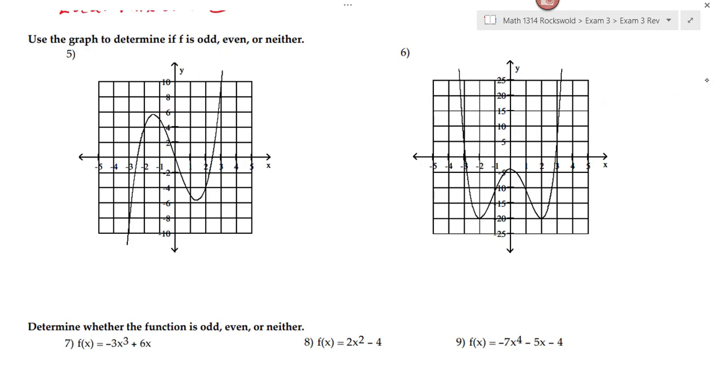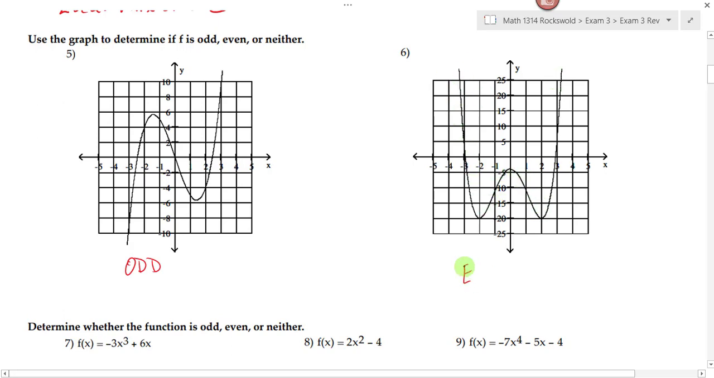Number 5, we're asked to use the graph to determine if the function is odd, even, or neither. Is this function even or odd or neither? It's odd because we have symmetry with respect to the origin. If we were to flip this graph upside down, wouldn't I see the same thing? So if I rotate this graph 180 degrees, if I were to flip this picture around, I would still see the same graph. Now what about this graph?